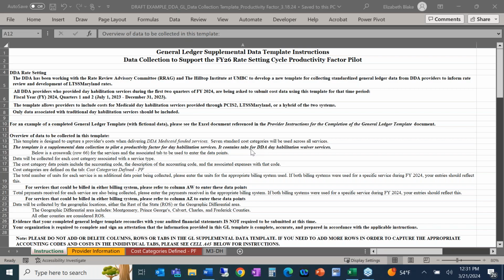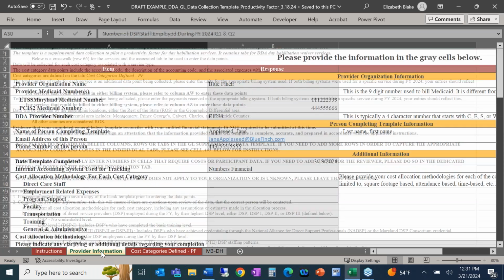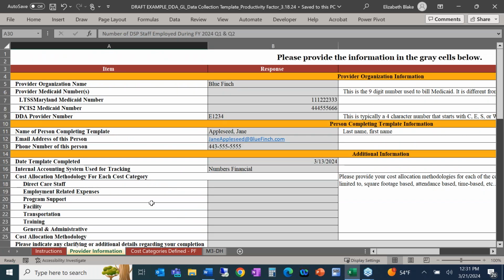Thank you, Marianne. Okay, I'm going to go ahead and show my screen. Can everybody see the example general ledger template? Yes. Okay, perfect. So Marianne did a great job of running through the instructions tab and the provider information tab, so I'm not going to spend too much time going over this, but I did want to show you what an example completed template looks like.